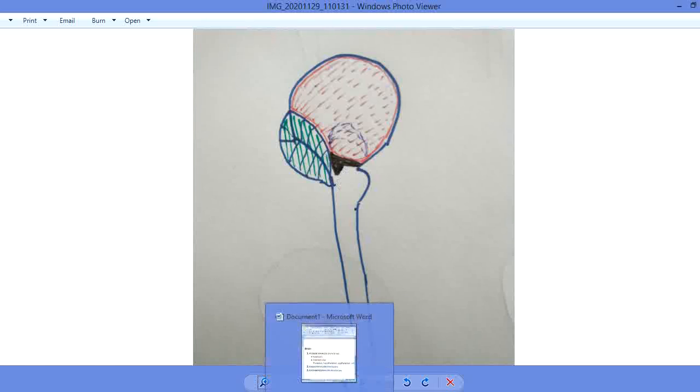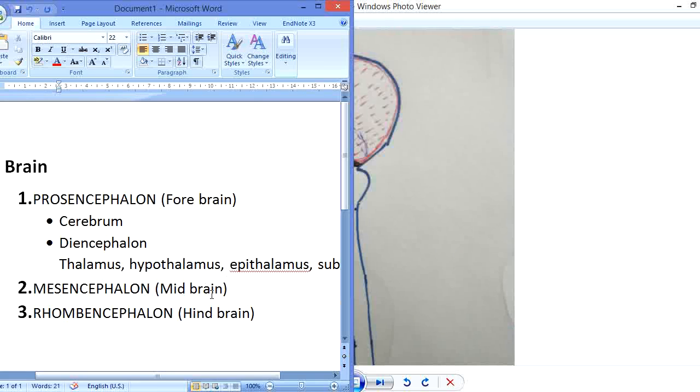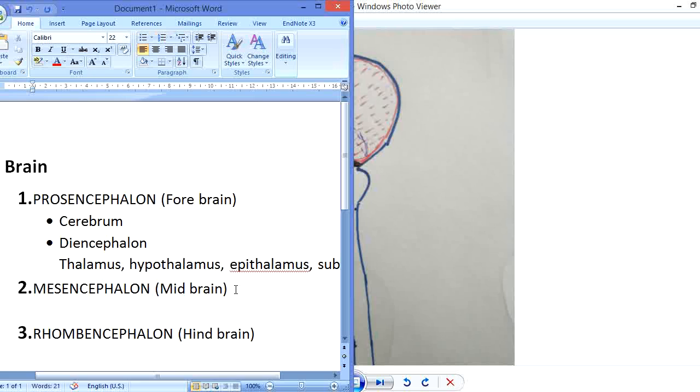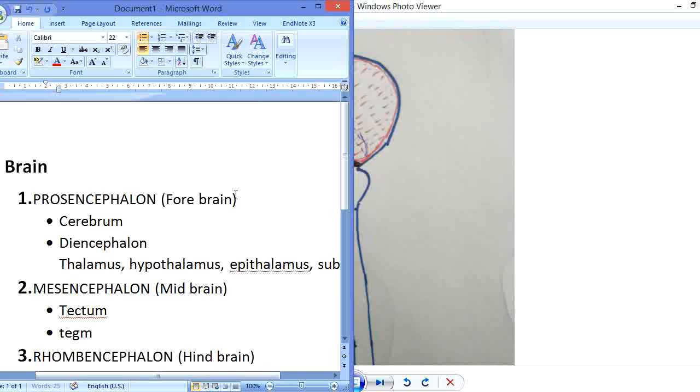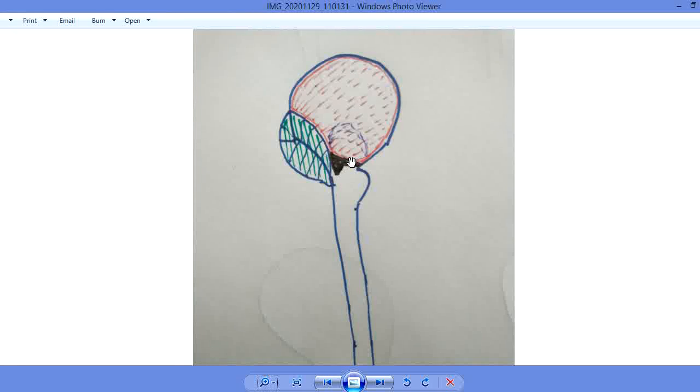So the midbrain is called mesencephalon, and the mesencephalon consists of two main parts, tectum and tegmentum. So the combination of tectum and tegmentum make the mesencephalon. So this black color represents the mesencephalon or midbrain, which consists of this part, the tegmentum, and this part of the mesencephalon is tectum. This is the tectum, and this is the tegmentum.